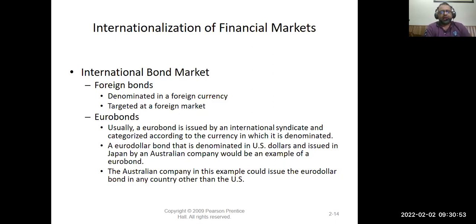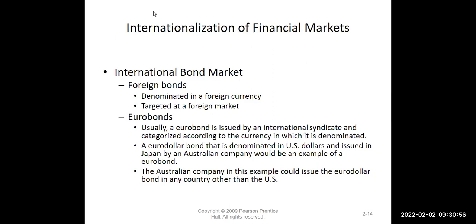This is the bond being issued by the Pakistani government in the territory of the UK, and we are utilizing the currency of the US. These kinds of bonds are called euro dollar bonds. They can also be euro sterling bonds, euro yuan bonds, or euro yen bonds. The name of the bond depends on what kind of currency it is issued in. If you issue bonds in the UK in dollars, that will be called euro dollar. If you issue the bond in the UK in yen, that will be called euro yen bonds, and so on. The other thing is foreign bonds.